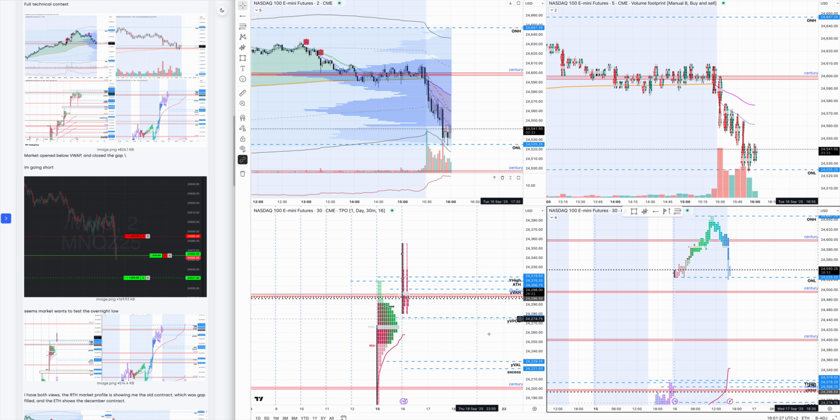I know it's not to the tick. I mean, every single TPO is like 16 ticks. So you see, as I mentioned before, it's the Nasdaq. I'm not looking for tick precision. I really don't care about that.